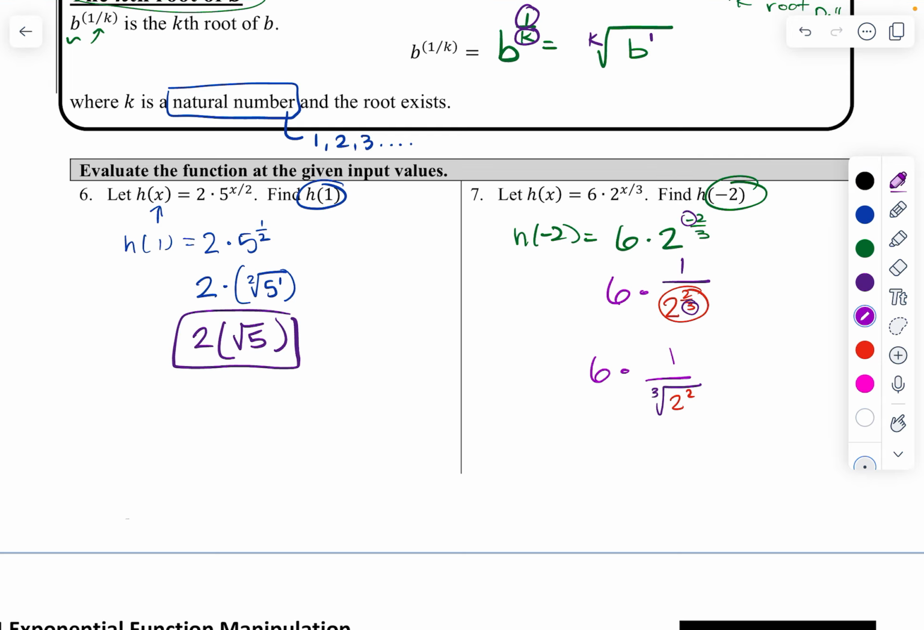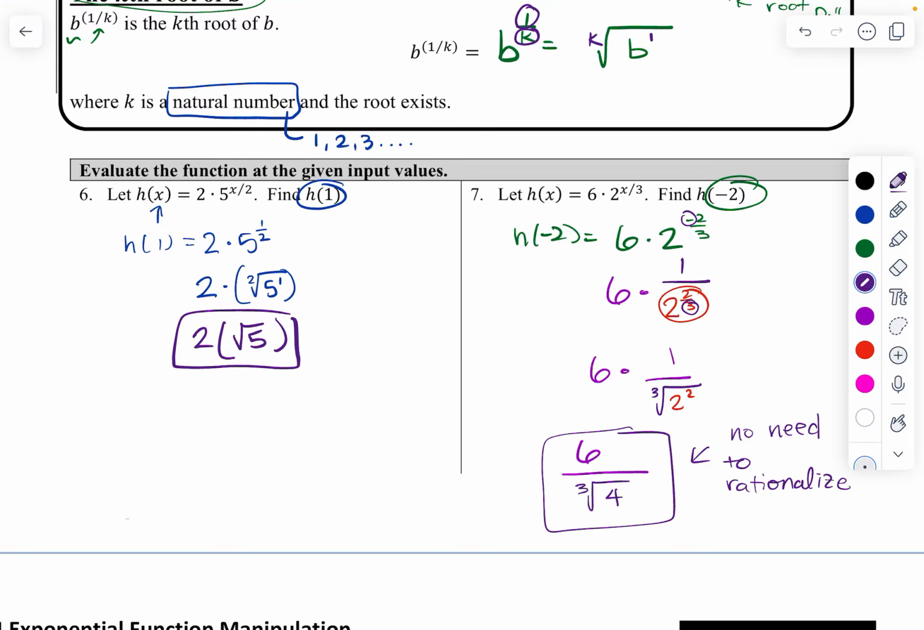Let's clean this up a little bit. We've got 6 times 1 is just 6. And in the denominator, we have that third root of 2 to the 2, which is 4. We're going to let this be the way it is. Don't worry about rationalizing right now. The only time that you would need to rationalize this is if you saw this on the exam, there was a multiple choice and it didn't have your answer, you could then rationalize it to see if it was the same. But for now, we don't need to rationalize it. This is perfectly fine. All right, that's it for today. We'll see you next class.